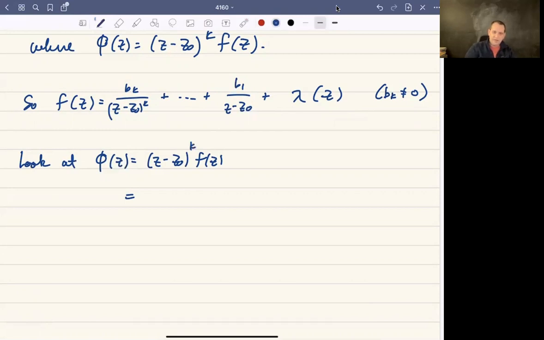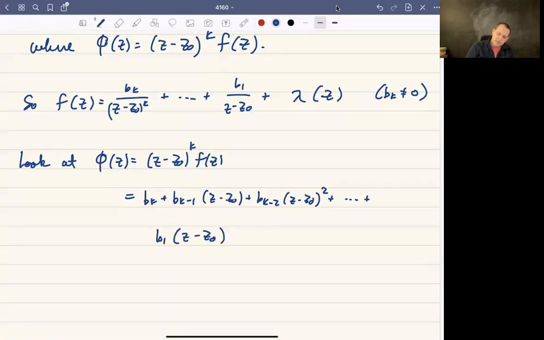b sub k, plus b sub k minus 1 times (z minus z naught) to the first, plus b sub k minus 2 times (z minus z naught) to the second, all the way up to our last interesting term, b1 times (z minus z naught) to the k minus 1, because we're multiplying both sides by (z minus z naught) to the k, plus (z minus z naught) to the k times our analytic function lambda.